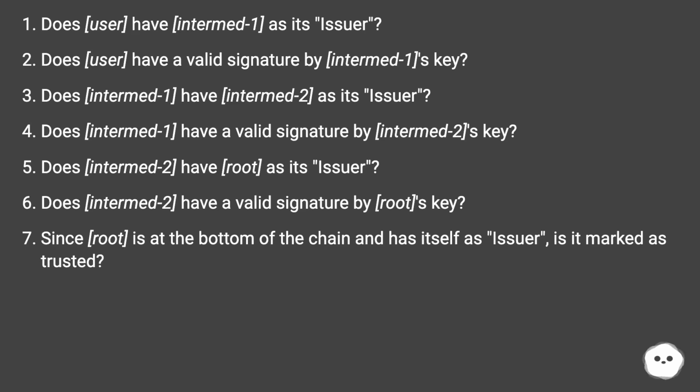Does user have interim1 as its issuer? Does user have a valid signature by interim1 as key? Does interim1 have interim2 as its issuer? Does interim1 have a valid signature by interim2 as key? Does interim2 have root as its issuer? Does interim2 have a valid signature by root as key? Since root is at the bottom of the chain and has itself as issuer, is it marked as trusted?